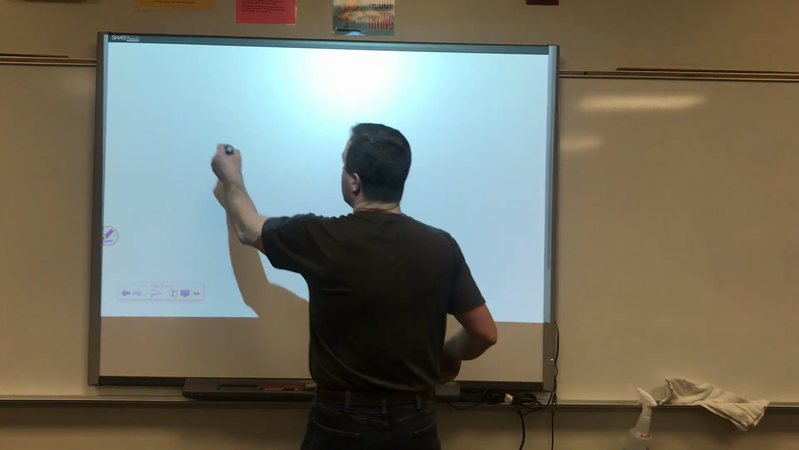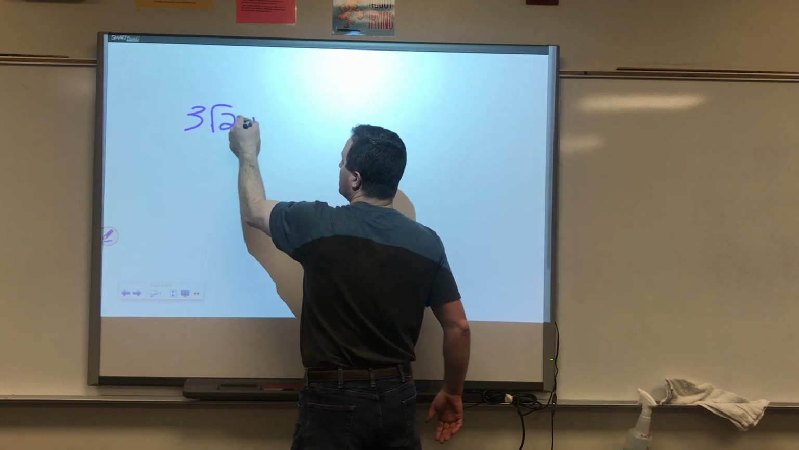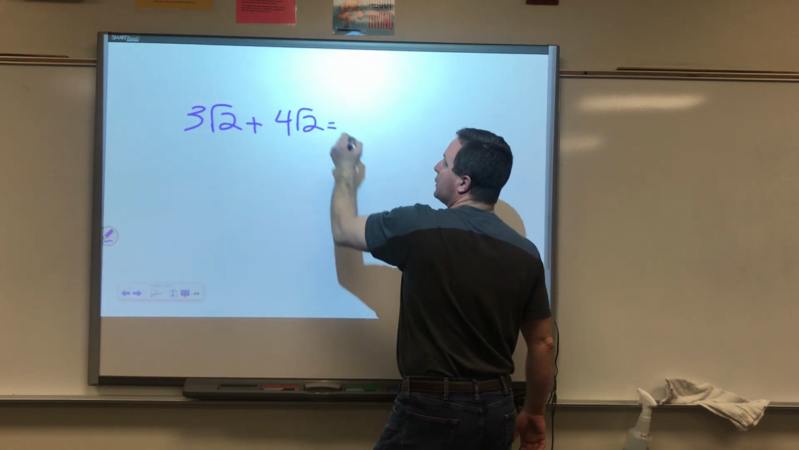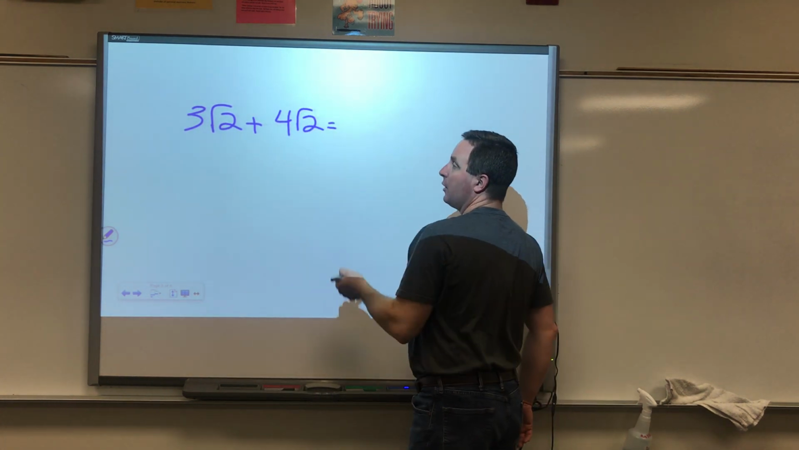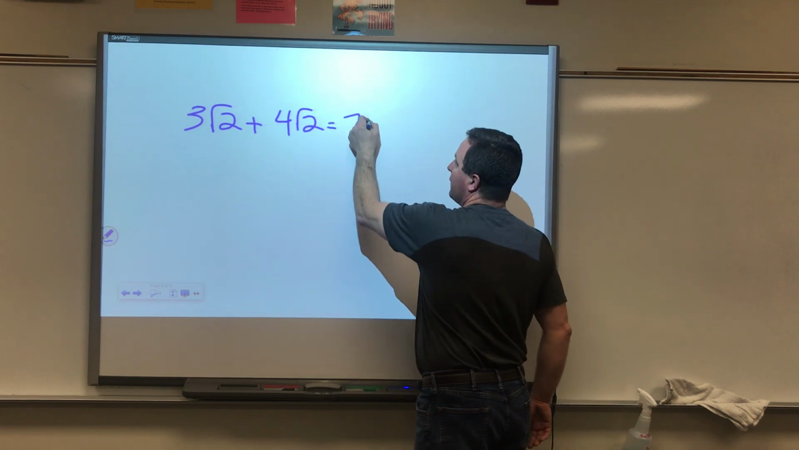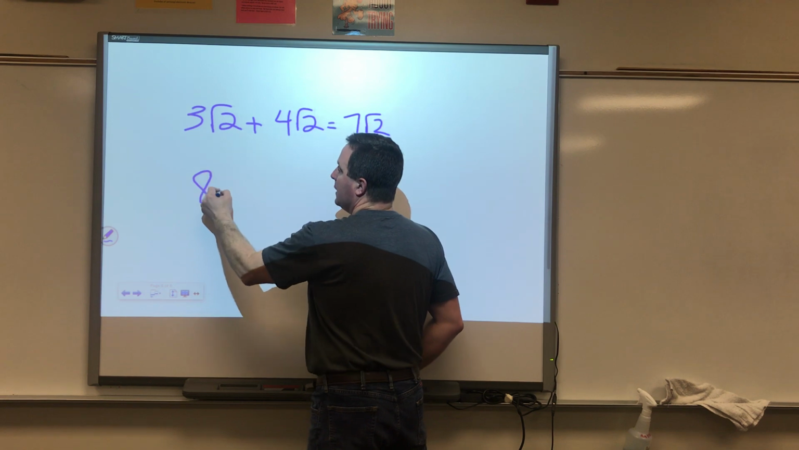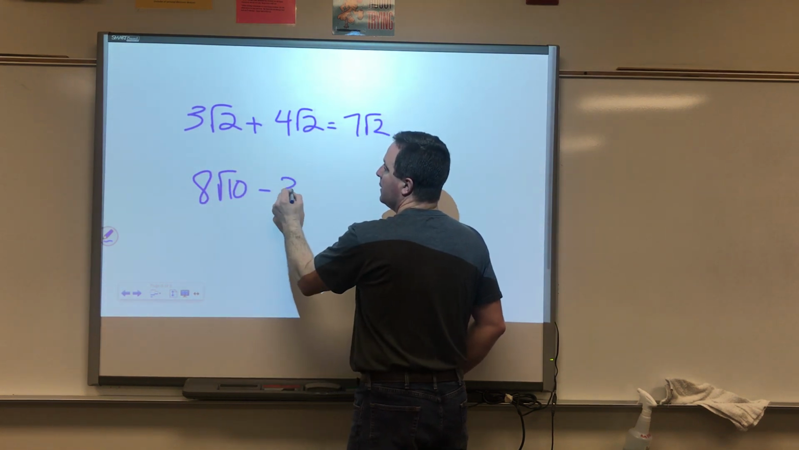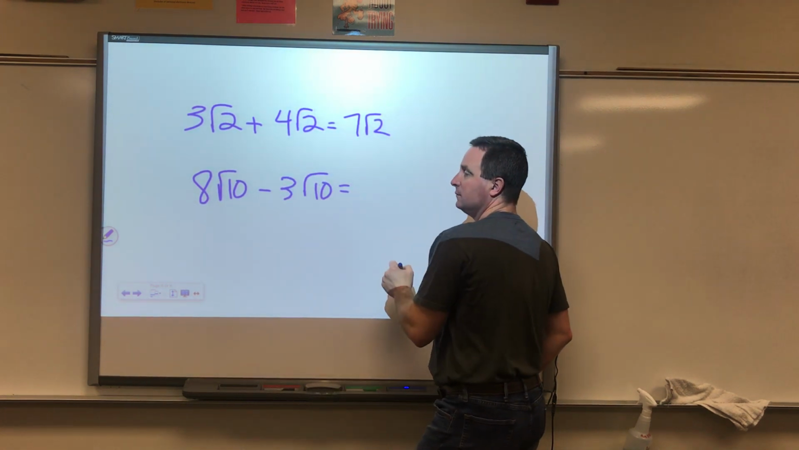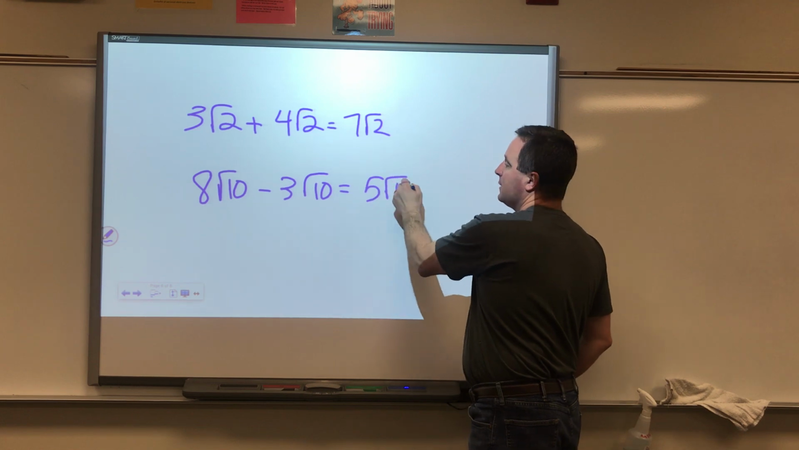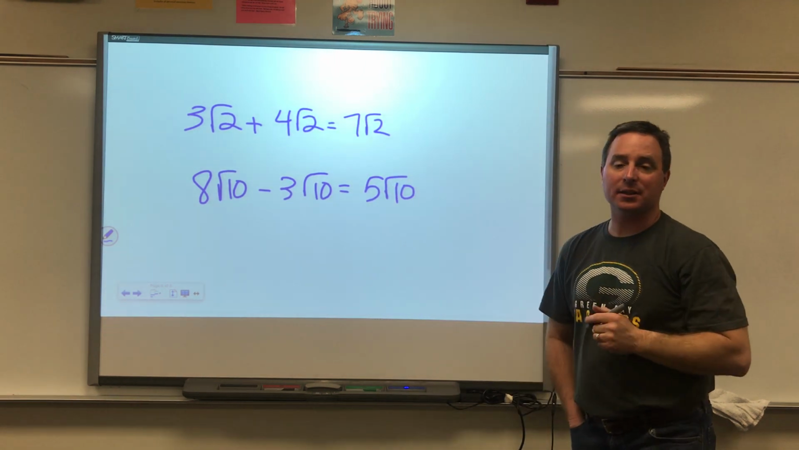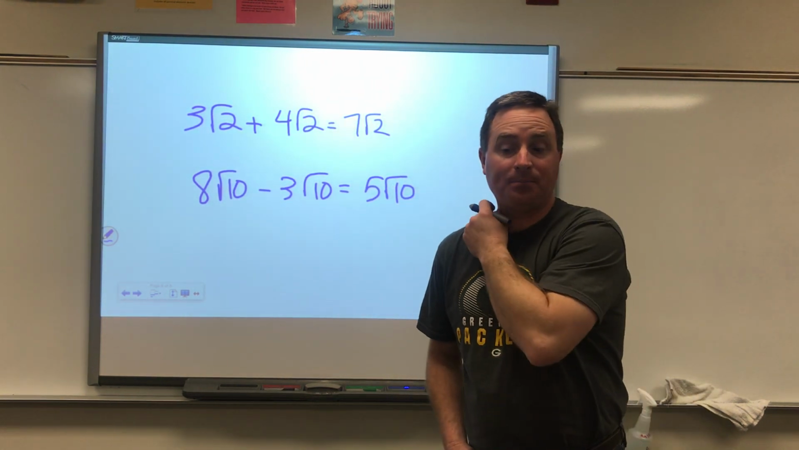Let's try a couple others here. 3 square roots of 2 plus 4 square roots of 2. Well, they're like terms, I get 7 square roots of 2. Does it work with subtraction? 8 square roots of 10 minus 3 square roots of 10 is 5 square roots of 10. The radical part is the same. Okay?